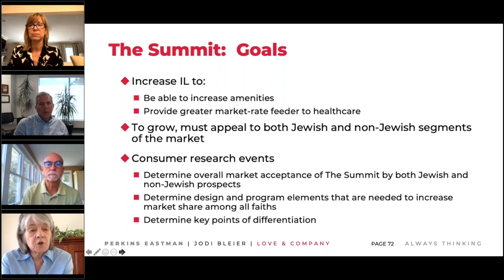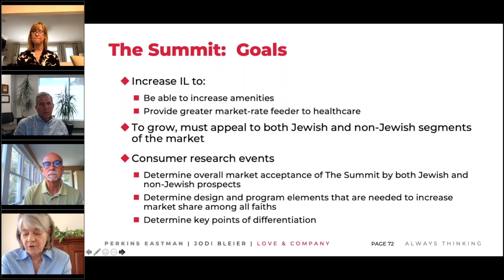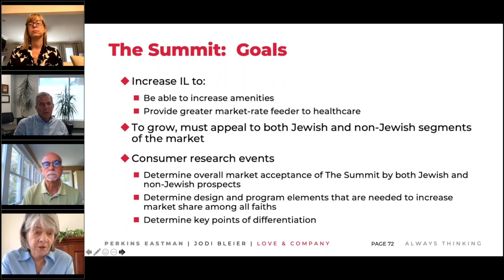The declining Jewish market suggests that the community needs to diversify, which it has been anyway over in its healthcare, and to determine the elements that are needed to increase market share. So that was the second major objective of the work. And then to identify key points of differentiation. The community was asked the question of whether they should be building cottages, largely because most other communities in the market area had cottages.